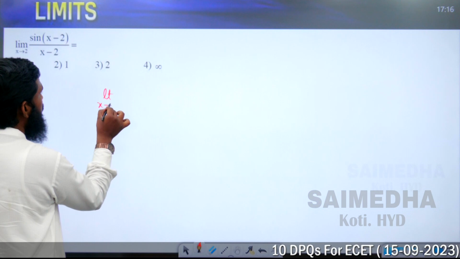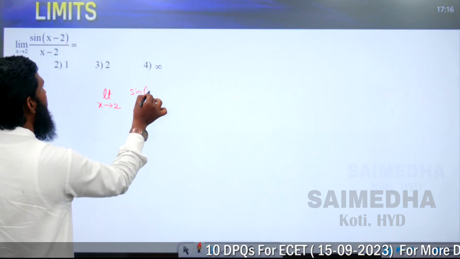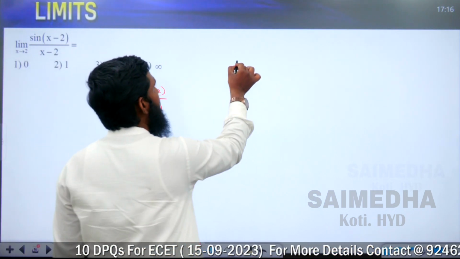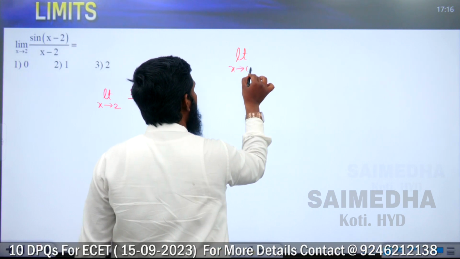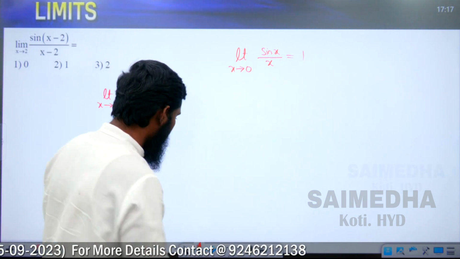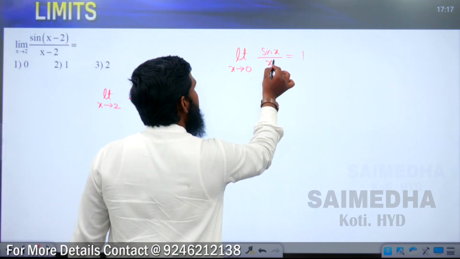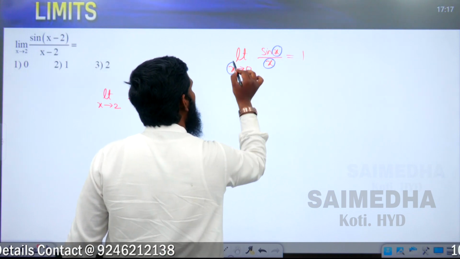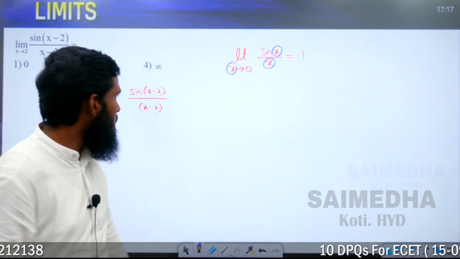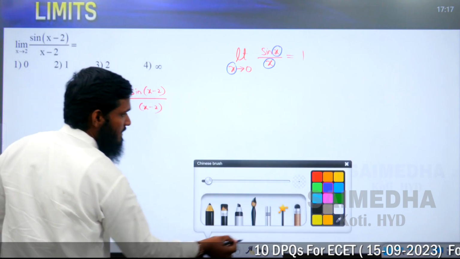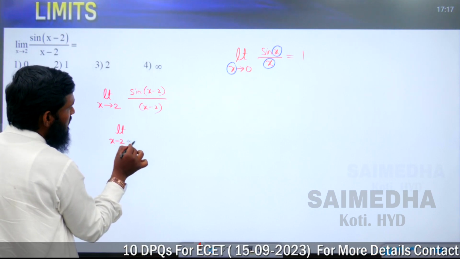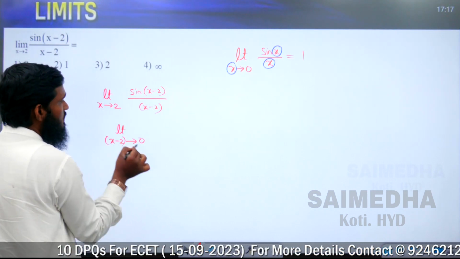So in this part, limit x tends to 2, sine x minus 2 divided by x minus 2. We have the condition limit x tends to 0, sine x divided by x is equal to 1. So this part and this part should be the same, then we can write the a value there. Understood? Now listen carefully. We can convert this question, sending 2 over here, to x minus 2 tends to 0.